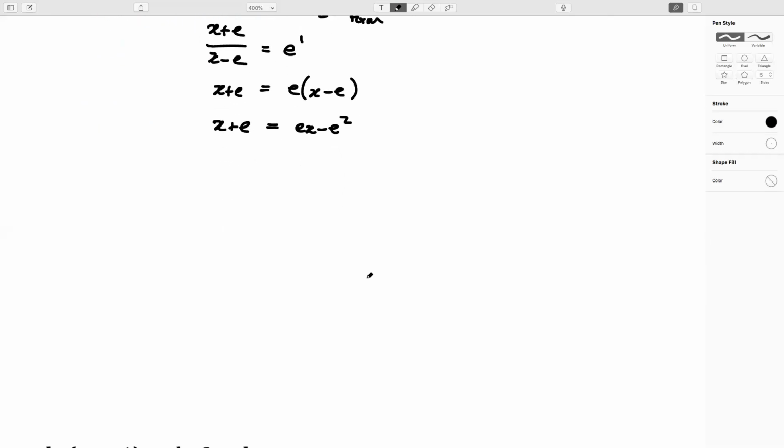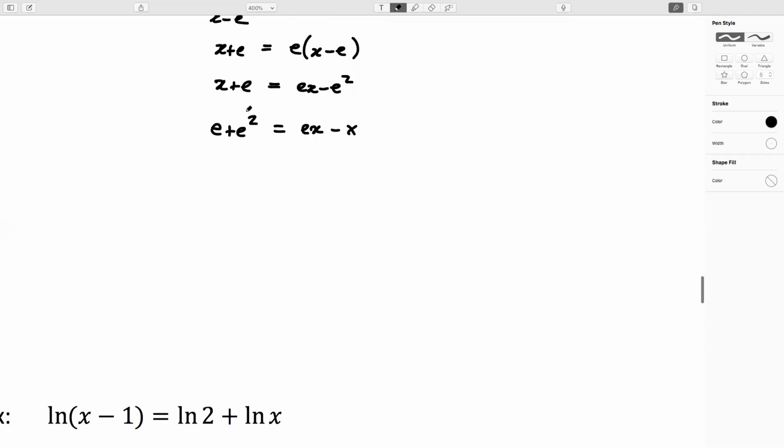We can now move all our x's to one side, and we can move our things that aren't x to the other side. So let's move all the e's to the left and all the x's to the right. So e plus e squared equals ex minus x. I've just subtracted x from both sides and added e squared to both sides. I need to solve for x, so I need to factor it out of the right-hand side. The left side stays the same, e plus e squared equals x times e minus 1. And that's because x times e gets me ex, and x times minus 1 gets me negative x.